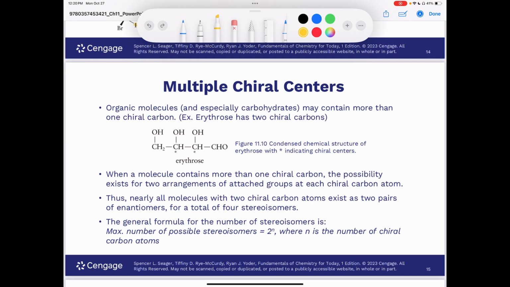Now, some molecules have multiple chiral centers. For example, if you take a molecule like cholesterol, I think it has maybe 8 stereocenters, maybe more.